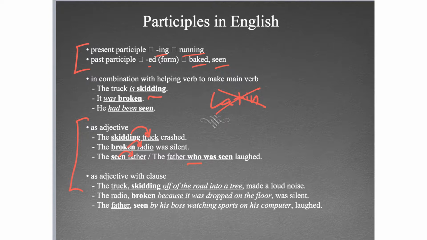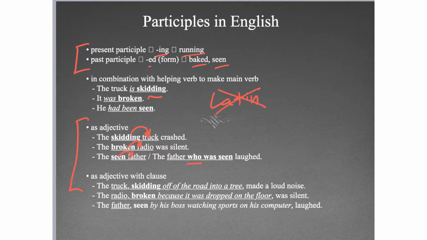All right, so the last bullet there, as adjective with clause, same words, but now you have verbal elements thrown in or modifying the participle. And this is where the participle shows off its verb capabilities. So the truck skidding off the road into a tree made a loud noise. So skidding all the way to tree is that participial phrase. Skidding still describes the truck. What's the truck doing? It's skidding. But now we've got these modifiers of skidding. So off of the road, right? That's a prepositional phrase. Into a tree, another prepositional phrase. And both of those are going with skidding. So the radio, broken because it was dropped on the floor, was silent.